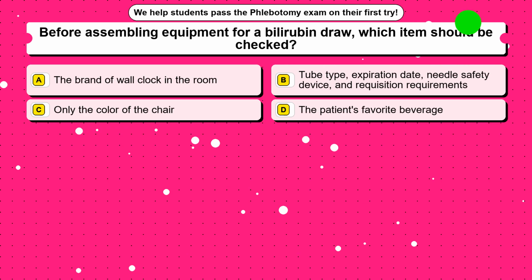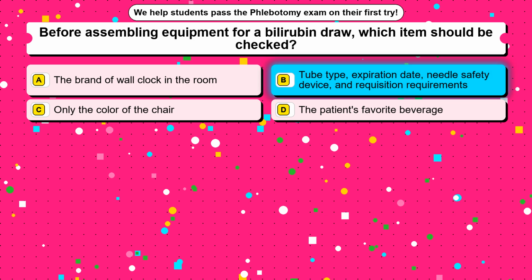Question 93. Before assembling equipment for a bilirubin draw, which item should be checked? Option A. The brand of wall clock in the room. Option B. Tube type, expiration date, needle safety device, and requisition requirements. Option C. Only the color of the chair. Option D. The patient's favorite beverage.